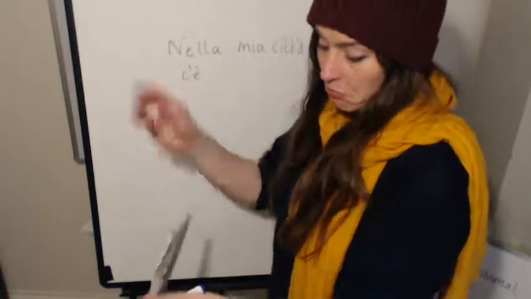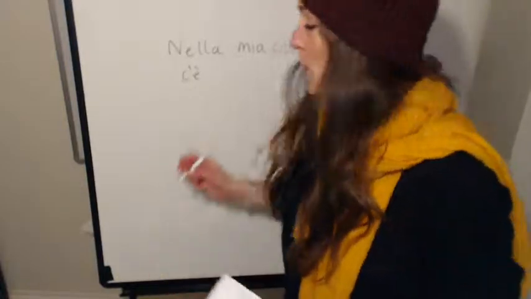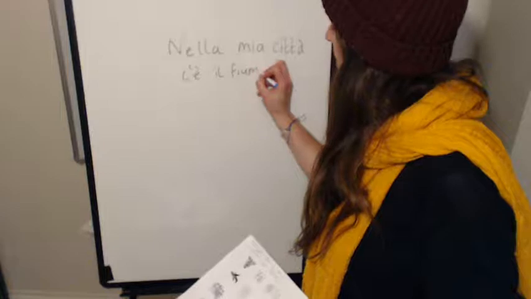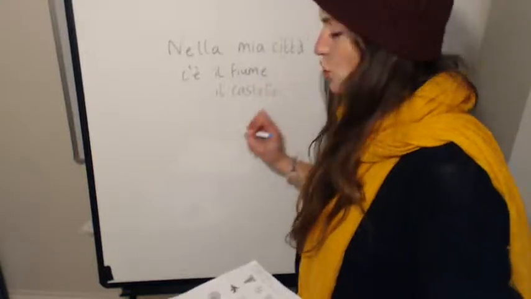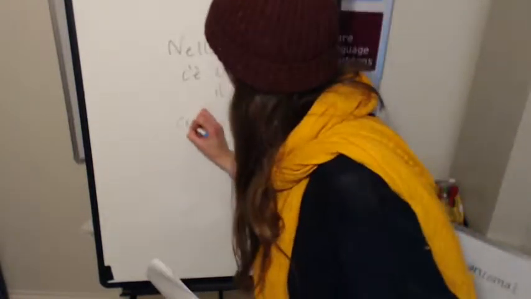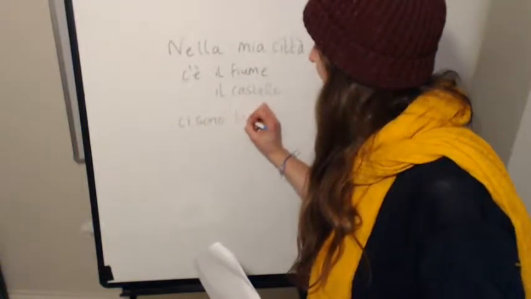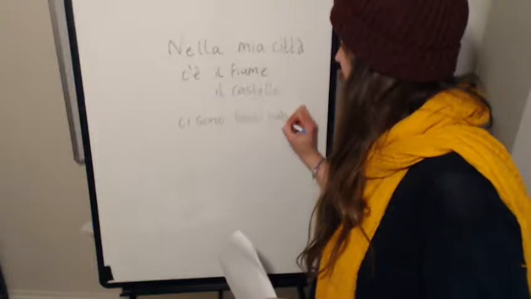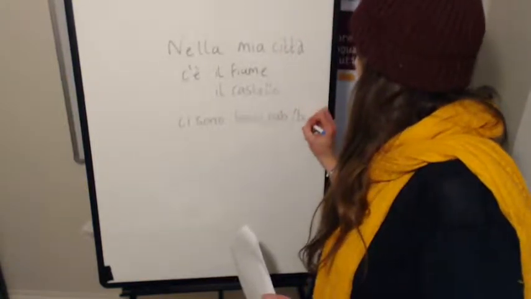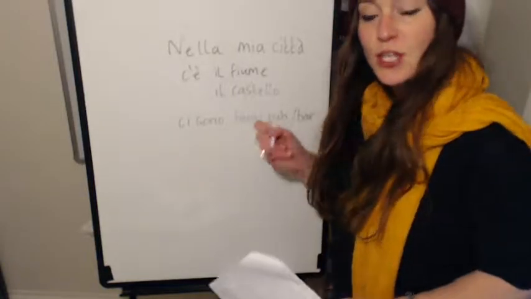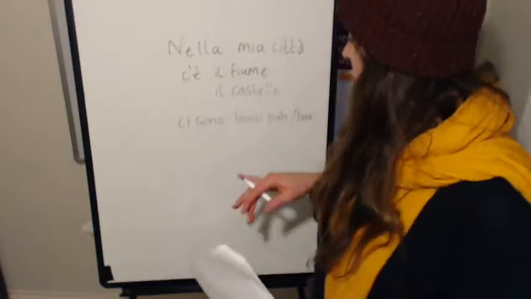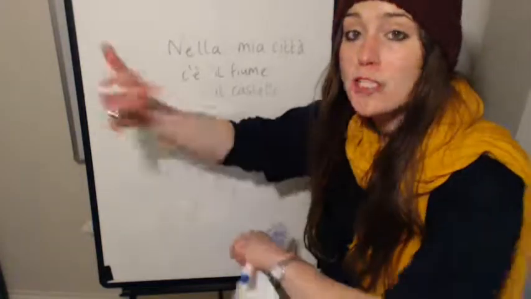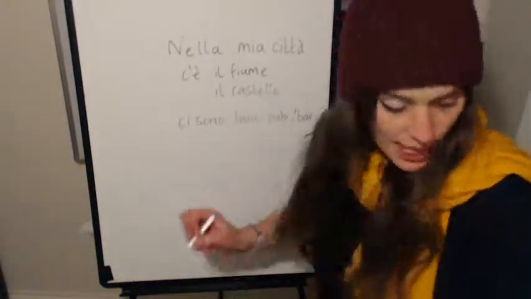A Chepstow c'è, you have a little look for inspiration, c'è il fiume, there's the river, isn't it? Il fiume. C'è il castello, obviously, the castle. Ci sono, this isn't written on here, but ci sono, there are, tanti pub. Ci sono tanti pub or bar. Now, these two English words don't need an I or an E at the end to make them plural, because they're already foreign words, they just stay in the singular. That bit there is already telling you lots.